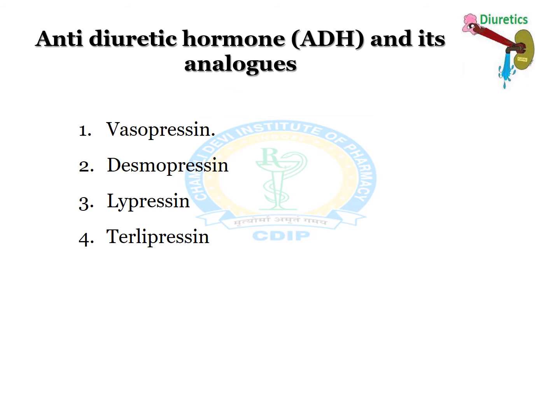Also, some antidiuretic hormones and their analogs are covered in the topic. One is vasopressin, then desmopressin, lypressin and terlipressin. All these are analogs of ADH.